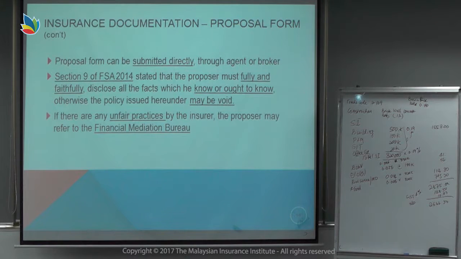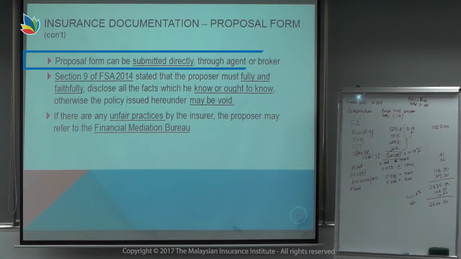How does the insured transmit this information to the insurer? If the insured deals directly with the insurance company, then of course from the insured to the insurer. But in practice, we have intermediaries between the insured and the insurer. This is what we call agent or broker. So the insured can submit his information through the broker or through the agent.